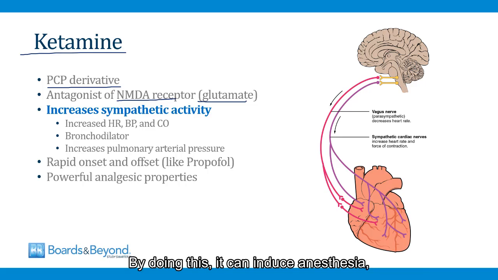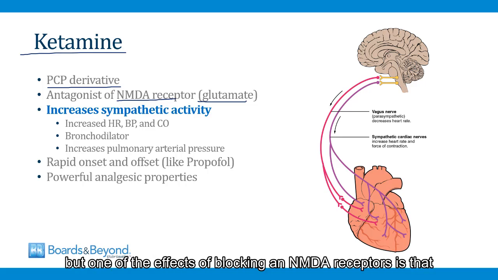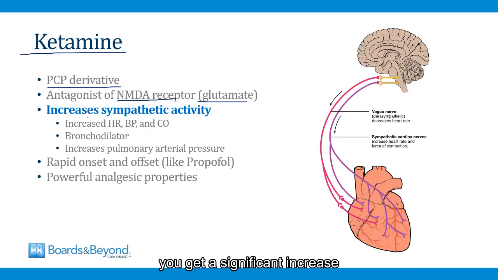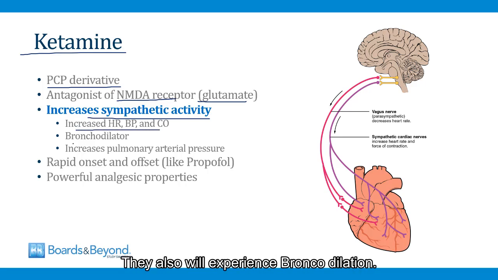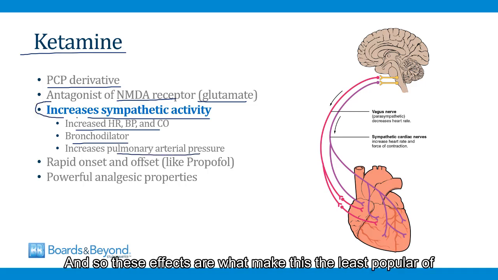By doing this, it can induce anesthesia, but one of the effects of blocking NMDA receptors is that you get a significant increase in sympathetic nervous system activity. So when you administer ketamine, patients will have their heart rate, their blood pressure, and their cardiac output rise. They also will experience bronchodilation. You can also see constriction of pulmonary vascular structures that raises the pulmonary arterial pressure. And so these effects are what make this the least popular of the induction agents.